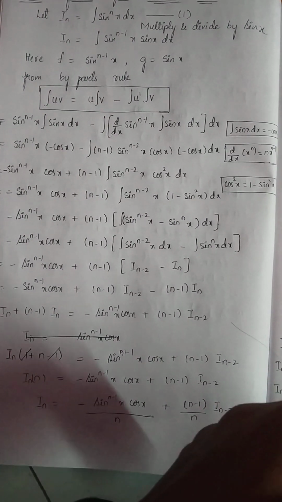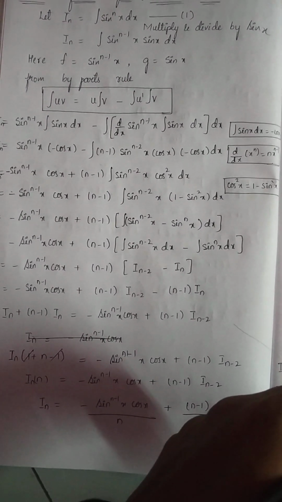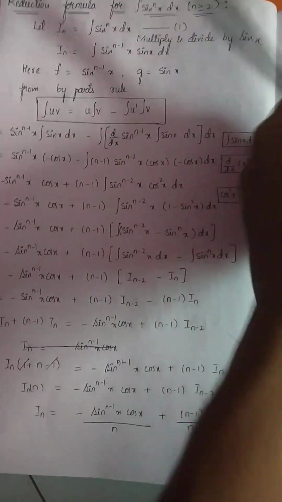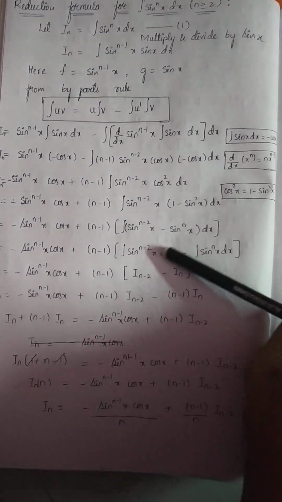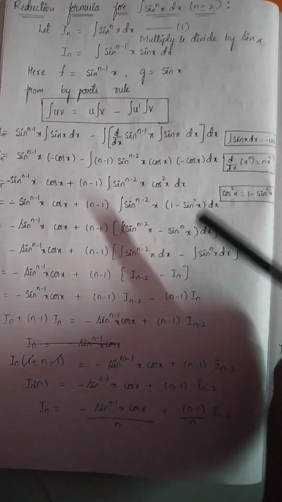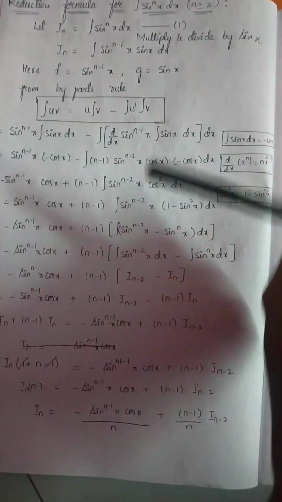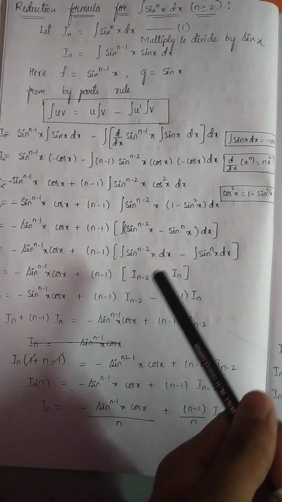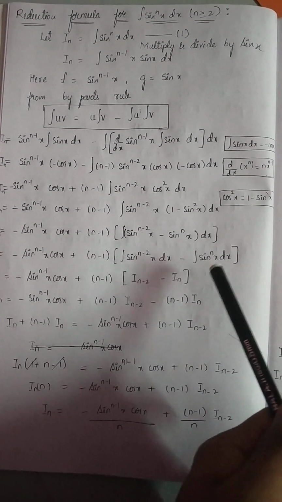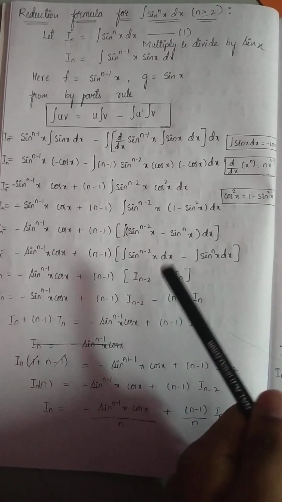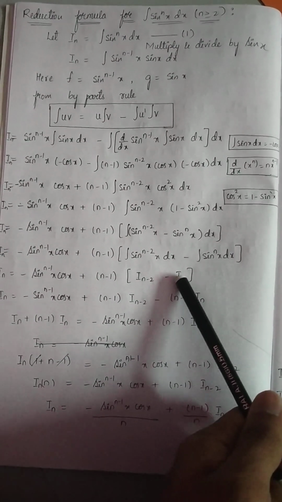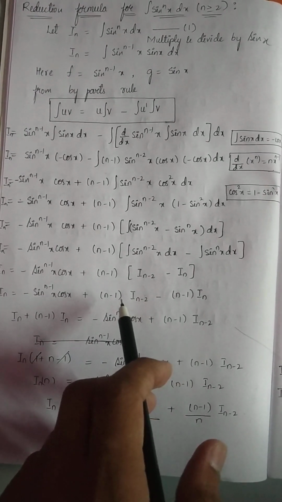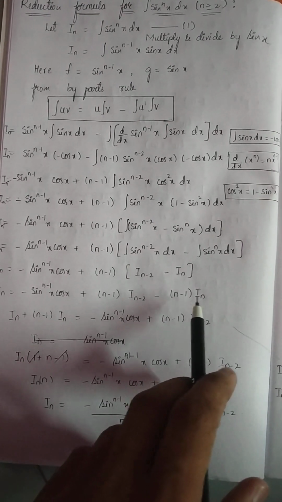In the next step, we will use the first equation to write this in a simple manner. We substitute n as n minus 2, so that we can write this integration of sine to the power n minus 2 x dx as I of n minus 2, and this integration of sine to the power n x dx as I of n. In the next step, we multiply this n minus 1 inside. We get n minus 1 I of n minus 2 minus n minus 1 I of n.